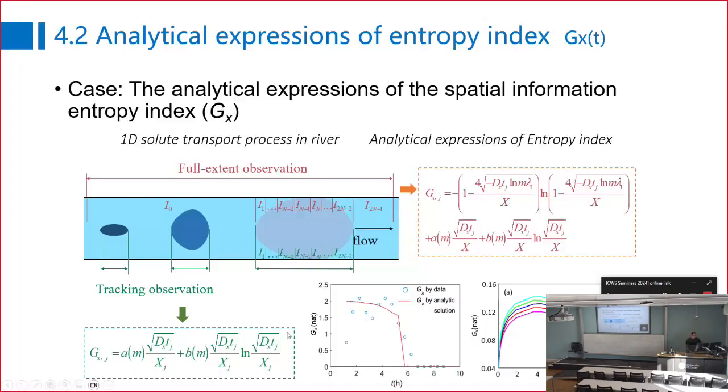Here is the formula, and this is the spatial entropy, equal to this, which will be shown later. It is related to the Peclet number, a number in hydrodynamics. It is related to how strong the advection is compared to diffusion. So they have these trends.